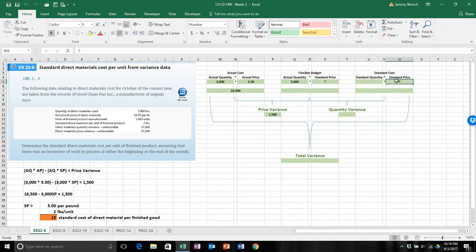So over here, price cancels each other out. We're just comparing quantity. Over here, the quantity cancels each other out, and we're just comparing price.